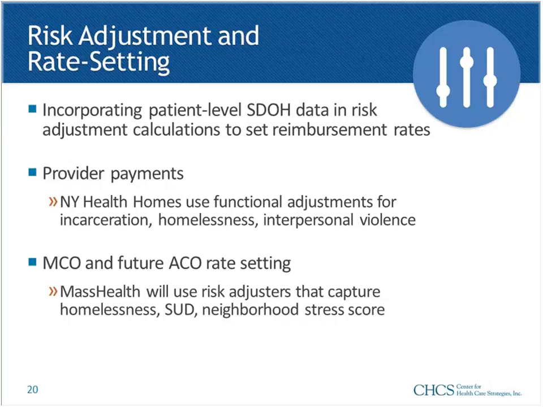Additionally, in the coming year, MassHealth, which is the Massachusetts Medicaid program, is planning to use risk adjusters to capture homelessness, substance use disorder, and a neighborhood stress score in their provider rate setting methodology. And Arlene Ash is going to speak to that towards the end of our presentation.